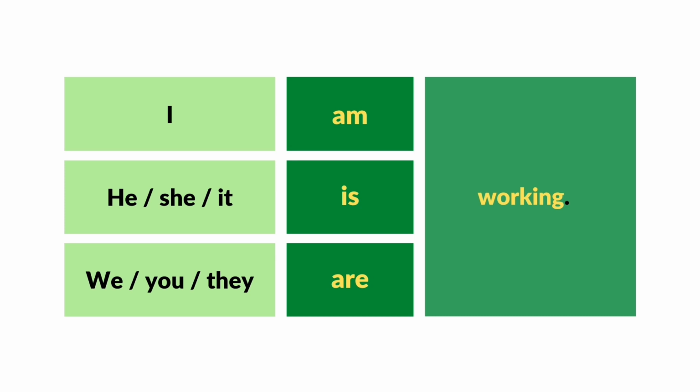Subjects: I, he, she, it, we, you, they. Verb to be: am, is, are. Verb plus ing. Example here is working. So, I am working. He is working. She is working. It is working. We are working. You are working. They are working. This is how we form the present continuous.